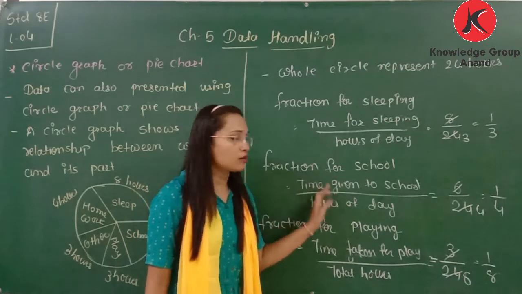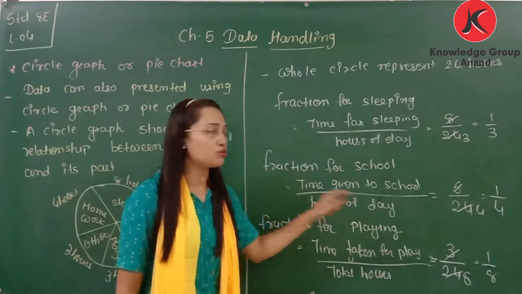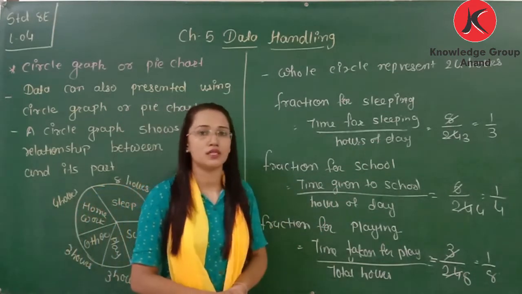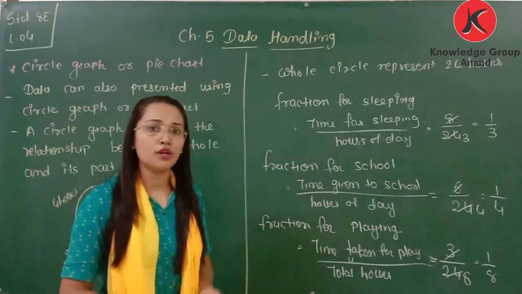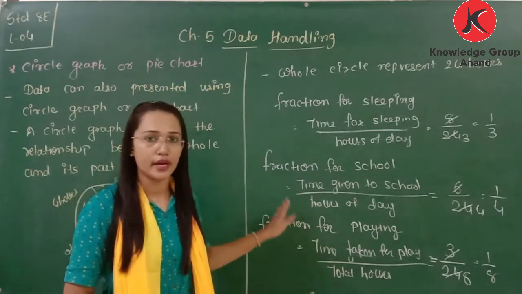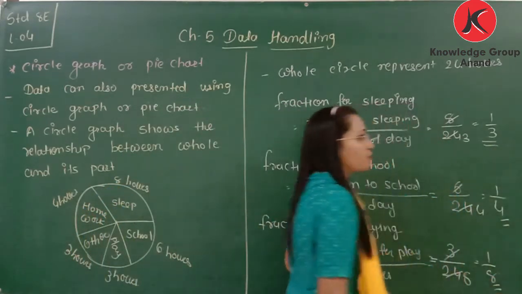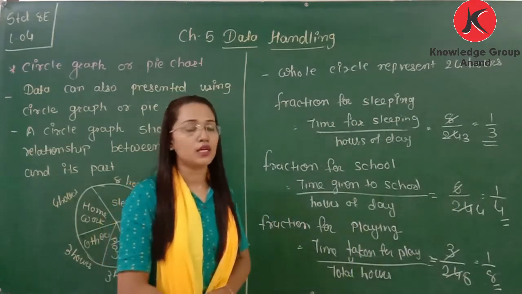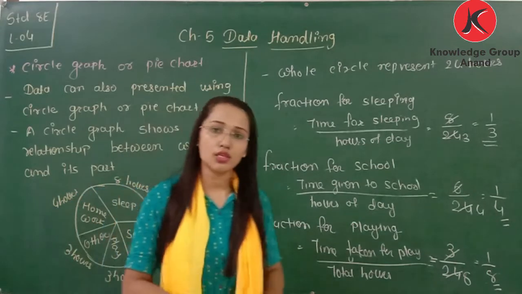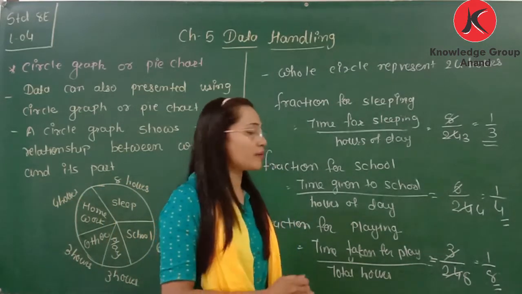Clear? So if we convert this time into fractions, then it will be easy to divide the circle into different parts, and easy to represent the circle graph. So whenever we need to draw a circle graph, we need to represent the data in fraction form. Now, we know that a circle is 360 degrees. So here we need to divide 360 degrees into different parts depending on the data. So let's take some examples for that.